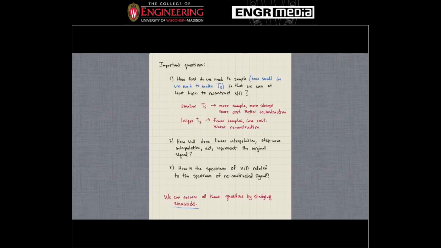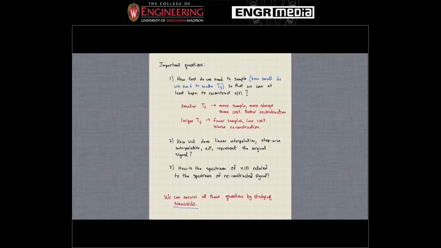Okay, so that's just kind of an intuitive, maybe somewhat obvious statement, but we're faced with a few questions when we're looking at reconstructing a signal, and how all these things play together. The first one is, well, it's pretty obvious that when we slow down the sampling, we're not able to reconstruct a particular waveform as well. So the question is, how fast do we actually need to sample, and how small do we need to make that sampling period, so that we can at least hope to accurately reconstruct the original signal X?